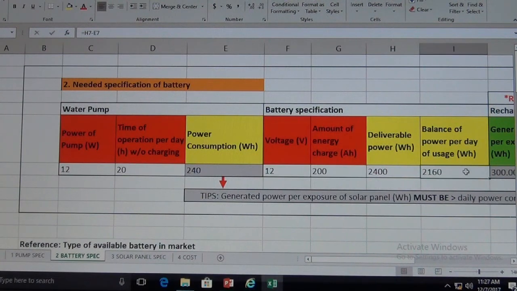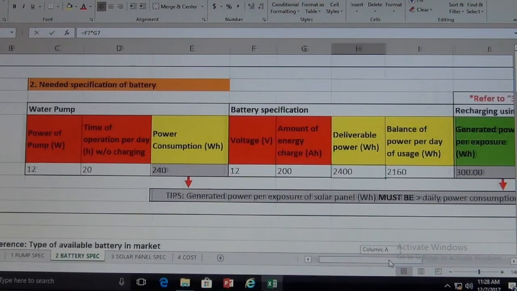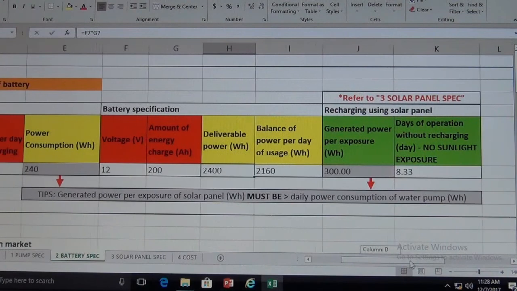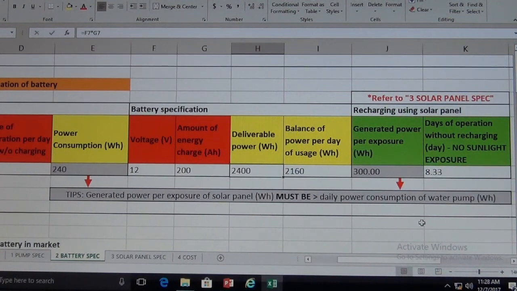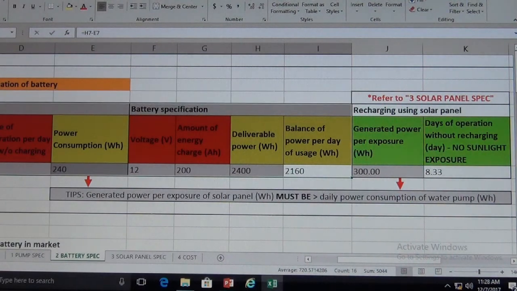So the balance after 1 day of usage, we still have 2,160 watt hour, which can be used for the next day. So if we want to operate the 240 watt hour motor, and we have 2,400, how many days can we use the battery without charging? 10 days without charging. So this is suitable for rainy days, because in Malaysia we have a rainy season. So we need to think of that. So clear up to this level? Okay, good.